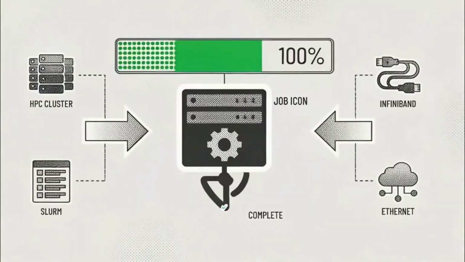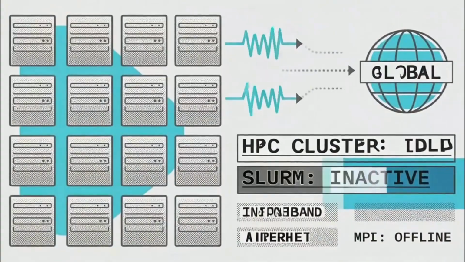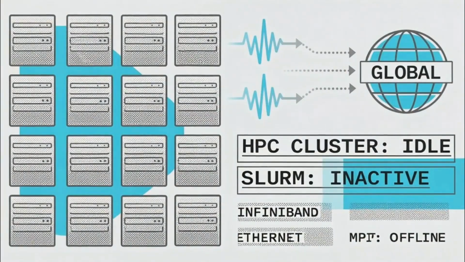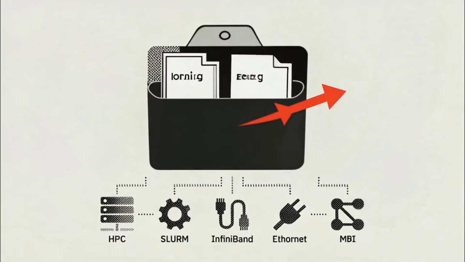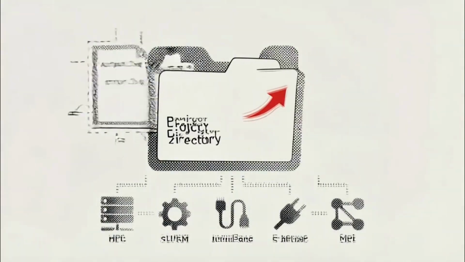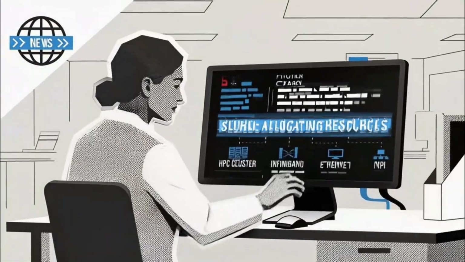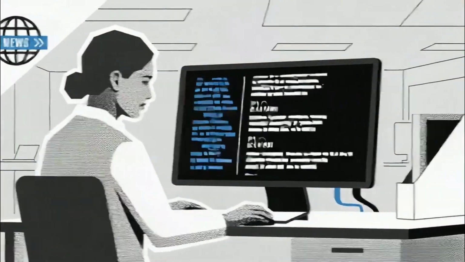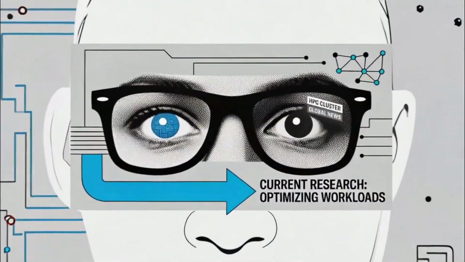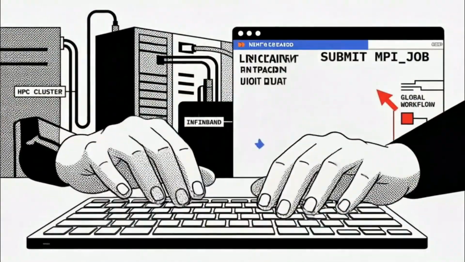When the application finishes or the wall clock time limit is reached, the compute nodes are released back to the scheduler's available pool. Slurm writes the standard output and error logs from the job execution to files in the user's submission directory. The researcher returns to the login node, examines the output files in their project directory, checks the error log for any diagnostic messages, and prepares the next job submission based on the results.